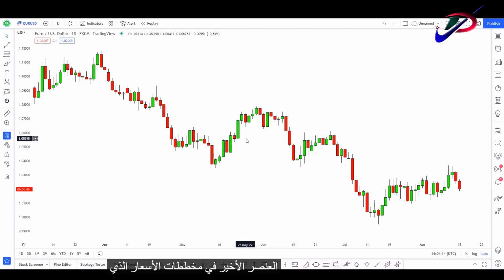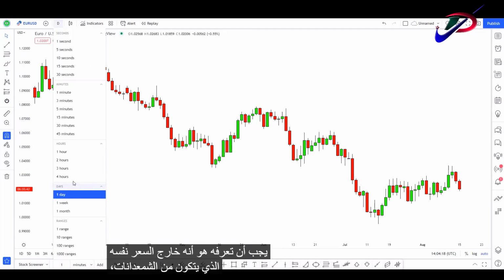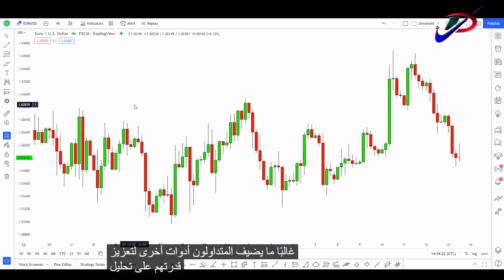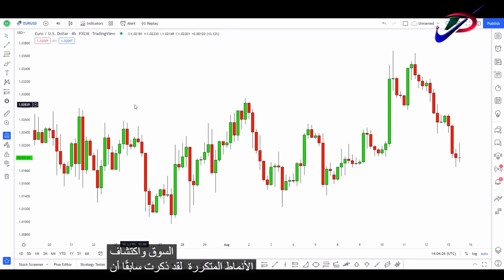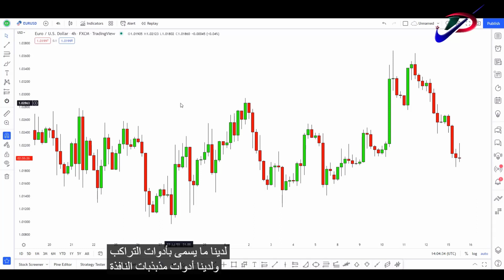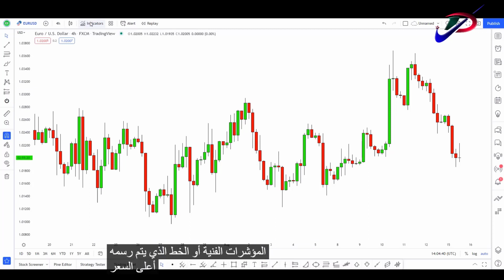The last element of price charts you must know is that beyond price itself, which is formed by the candlesticks, traders will often add other tools to enhance their capacity to analyze the market and detect the repeatable patterns I mentioned previously. There are mainly 2 ways of doing this. We have what are called overlay tools, and we have window oscillators. Overlay tools are any type of technical indicator or line that is plotted on top of price.